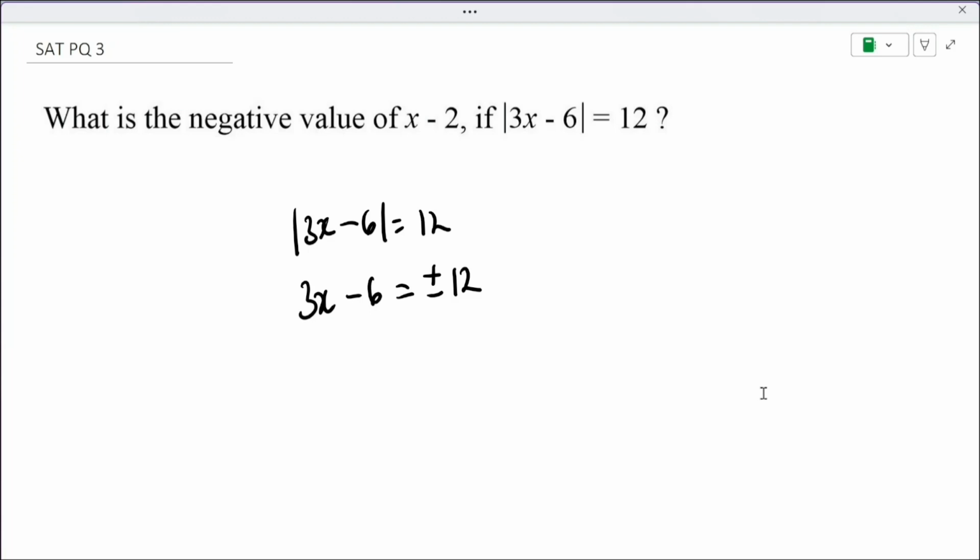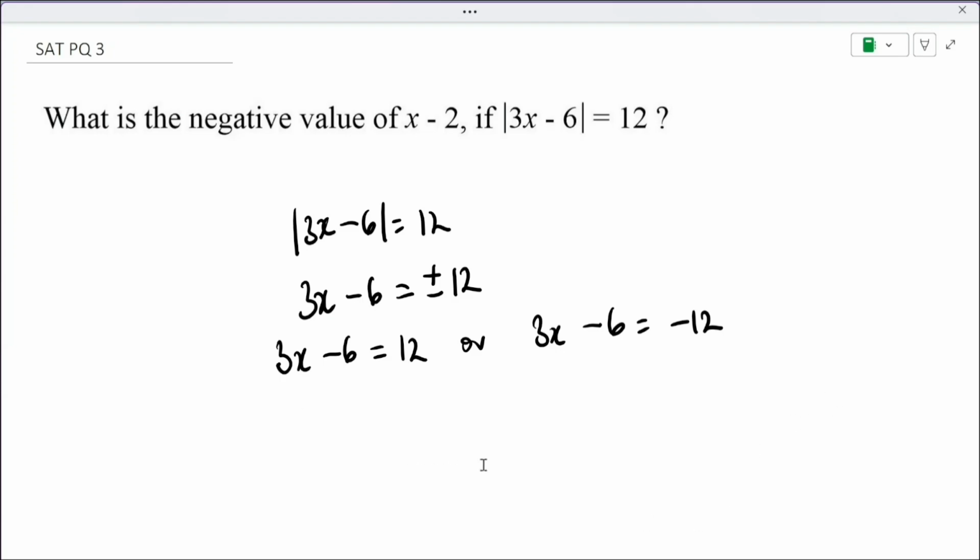Now, this also means 3x minus 6 equals 12, or 3x minus 6 equals negative 12. That's, we've broken down this equation into two, with one having positive 12 and the second having negative 12. It's plus or minus 12. So you have a positive 12 here, you have the negative 12 here. We'll look for the one that will give us a negative.